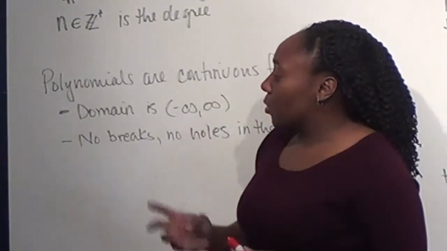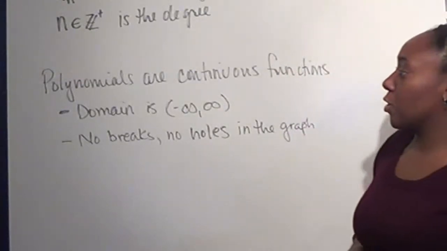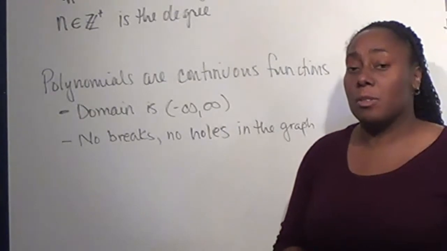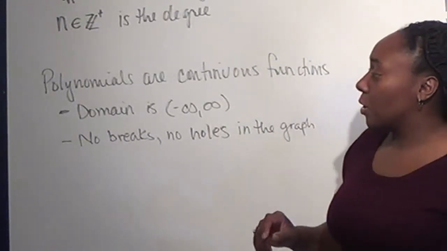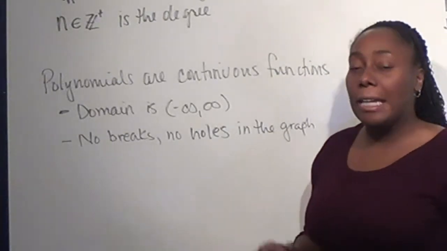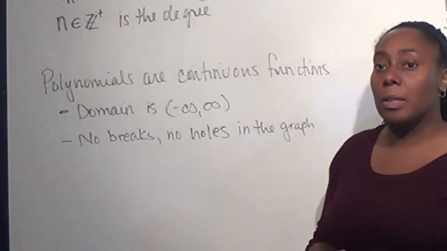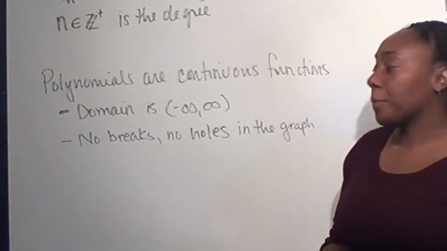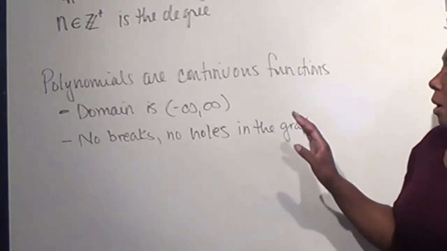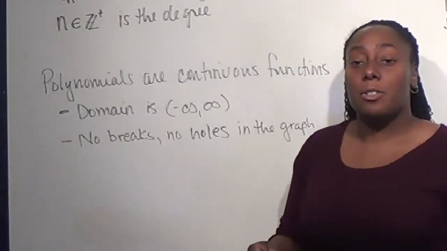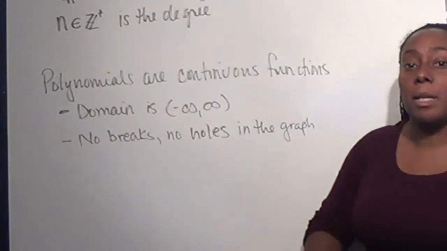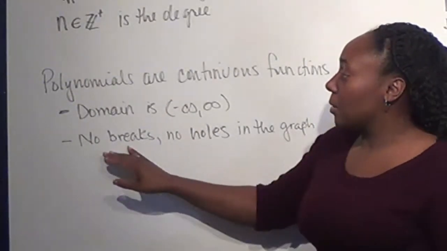Okay, so two really nice things about polynomial functions is, first off, we consider polynomial functions to be continuous functions. And what that means for us first is that the domain is all real numbers. So I can put any number I want into a polynomial and I'm going to get a real number out. Okay, and then the second part of that is there are no breaks, holes, or lifts in the graph. So if I were to draw a graph of a polynomial function, I can draw it without picking up my pencil. Okay, that's all this means.